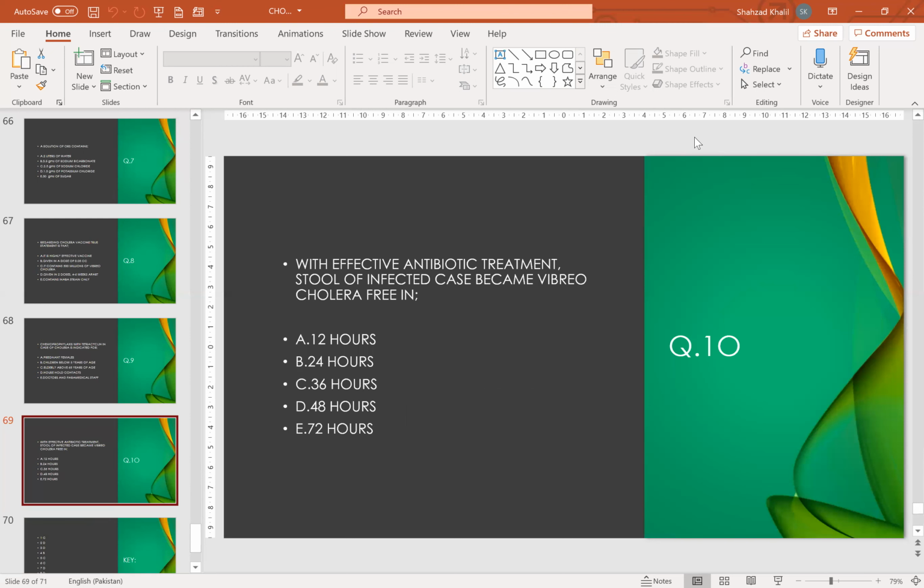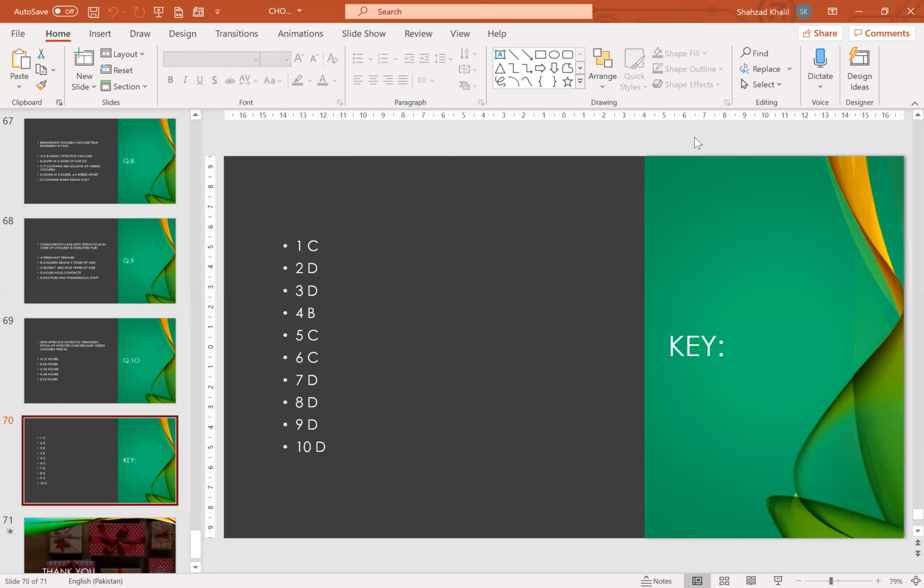With effective antibiotic treatment, stool of infection contains Vibrio occurs 12 hours. D. What? No, it's D. 48 hours. 48 hours. It's the key.